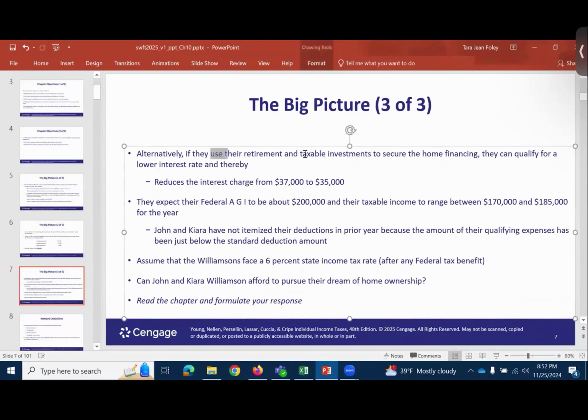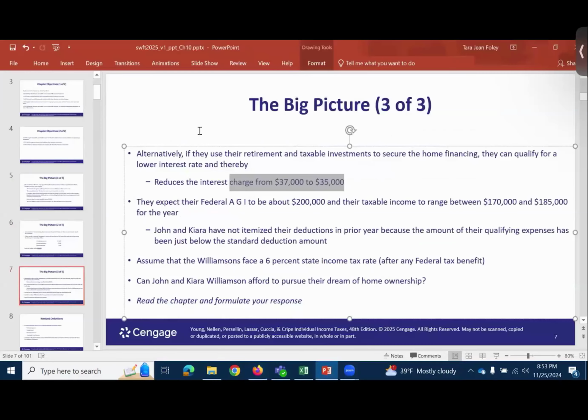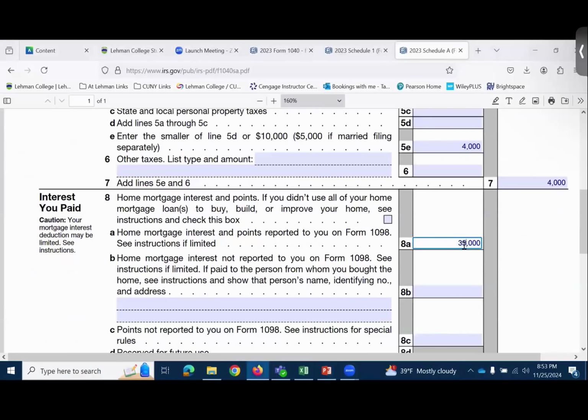If they use their retirement and taxable investments to secure the home financing, they can qualify for a low interest rate and therefore reduce the interest from 37 to 35. Okay, reduces it to 35. Now, if they use their retirement and taxable investment, that's not a mortgage. That's not a mortgage. So they wouldn't get this deduction at all.